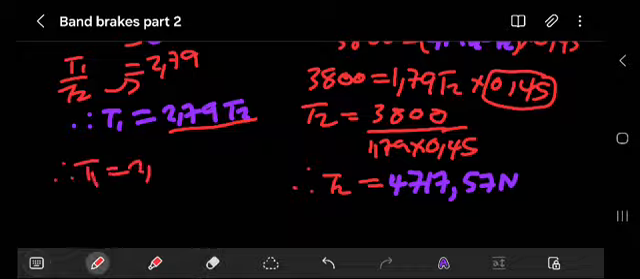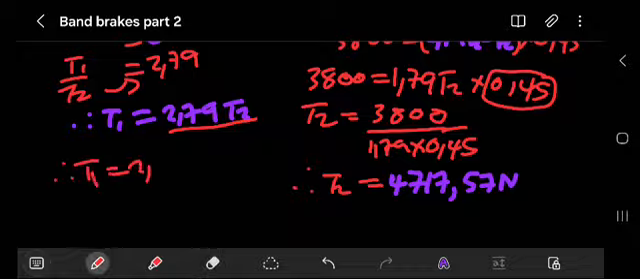Then with your 2.79, substitute. We have T2, which is 4717.57, then T1 will be equal to 1316 Newton. Right, we have T1 and T2 now.